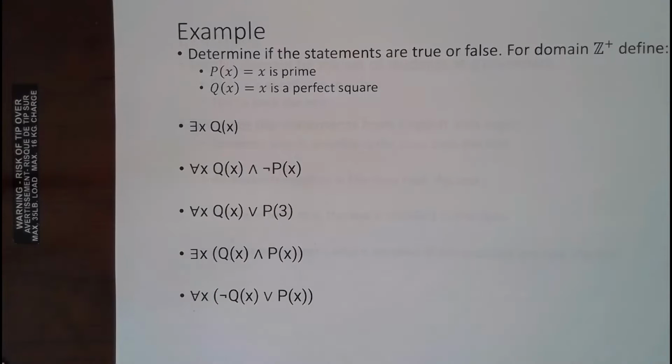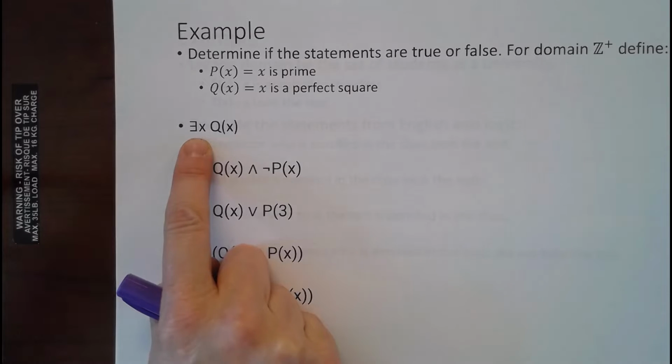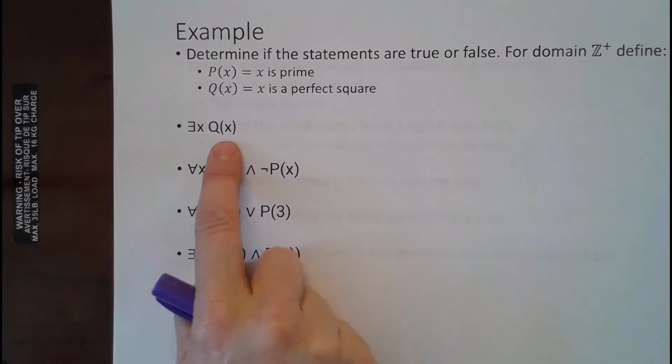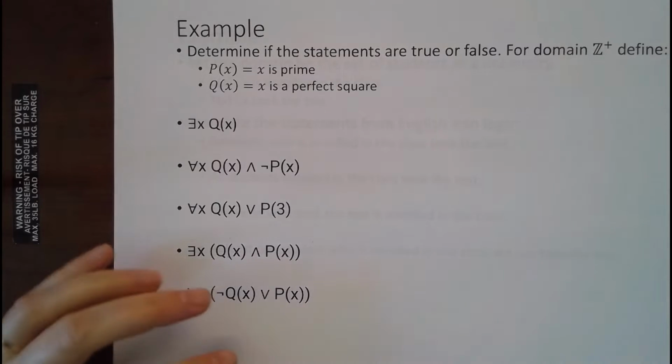Are all the variables bound? Yes. Okay, yes, so it is a proposition. If it's a proposition, it has a truth value. So, okay, for an existential quantifier, remember, if I want to show that it's true, all I have to do is ask myself, can I find just one example of a positive integer that is a perfect square? Can we find one? 4. Okay, so there's lots of them, there's an infinite number of them, but sure.